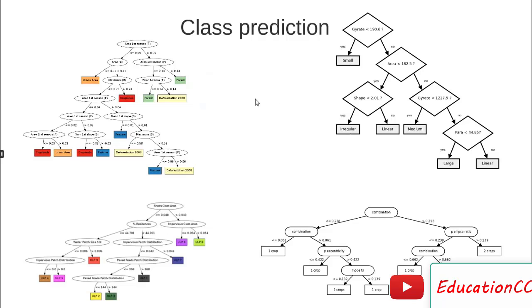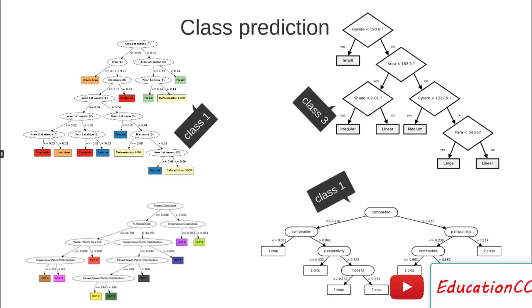I show 4 examples of decision trees here only to see how the class prediction will work. In this case our forest is composed of 4 trees. If we have a new element to classify, we ask the first tree what is the prediction. Suppose the first tree says that the classification of this sample is class 1, and then we call the second decision tree, it says it is class number 3, and then the other says it is class number 1, and the other says it's class number 2.